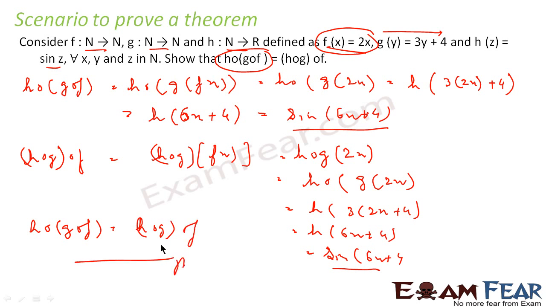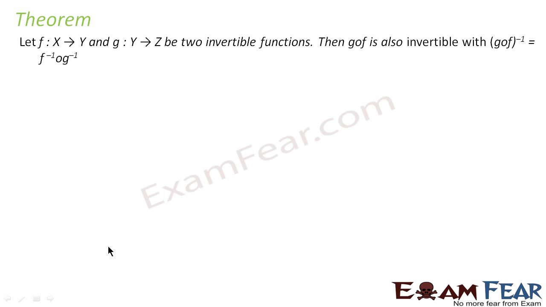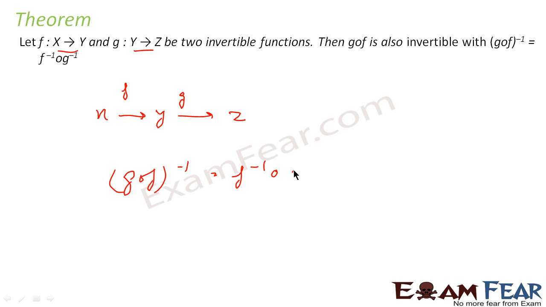Both are the same. We'll take one more theorem. This theorem says that if there is a function f from X to Y and a function g from Y to Z, and both are invertible functions, then g o f is also invertible, and (g o f) inverse will be equal to f inverse o g inverse. This is the theorem. There are two functions, both are invertible, X to Y and Y to Z. Then g o f is also invertible.